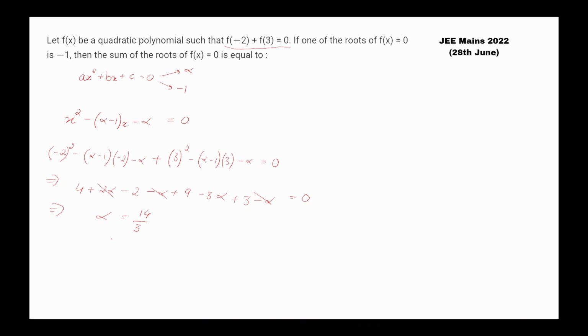Now we found our second root as well. Now what did we need to find? We needed to find the sum of roots. So my sum of roots would simply be 14 by 3 minus 1. This makes it 11 by 3. This is our answer. So this is how a normal summation of roots question is solved.